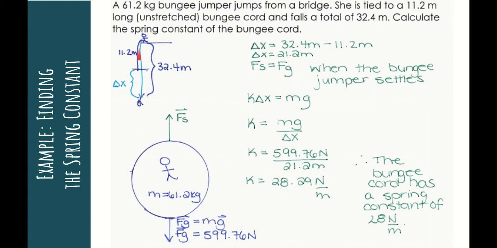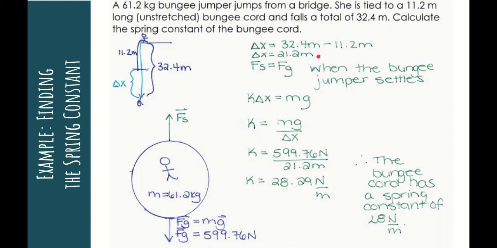So if she jumped downwards, it's already 11.2 meters. The entire distance she moved was 32.4 meters. So we need to find the difference between these two. We're going to find the distance between the unstretched length of the bungee cord and what she actually moved. So the distance this bungee cord was stretched was 21.2 meters. It's already in meters, so we don't need to convert that at all.